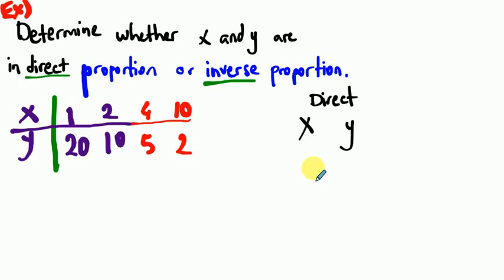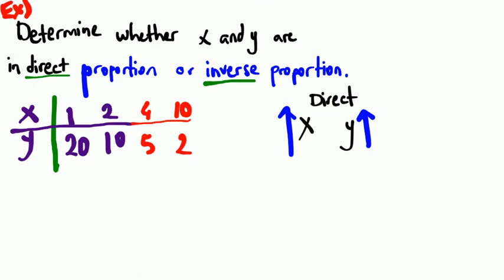In this question, we will determine whether x and y are in direct proportion or inverse proportion. First off, we'll think about how they can become in direct proportion or inverse proportion. If x and y are in direct proportion, as it sounds, direct, it means x and y at the same time increase, or x and y at the same time decrease.